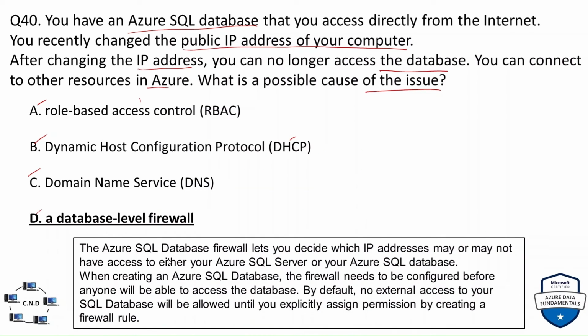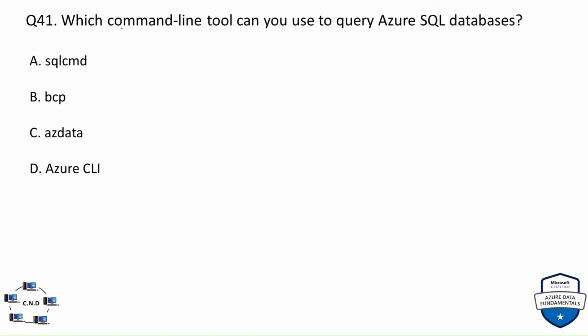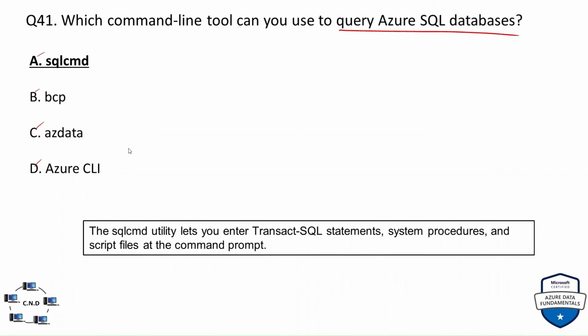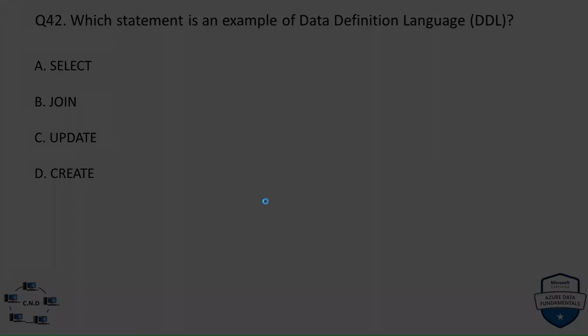Again, you can read the explanation if you want. Question number 41 is that which command line tool can you use to query Azure SQL database? Options are A. SQL CMD, B. BCP, C. AZ Data, and D. Azure CLI. And the correct option is SQL CMD or SQL command. The SQL CMD utility lets you enter Transact-SQL statements, system procedures, and script files at the command prompt.